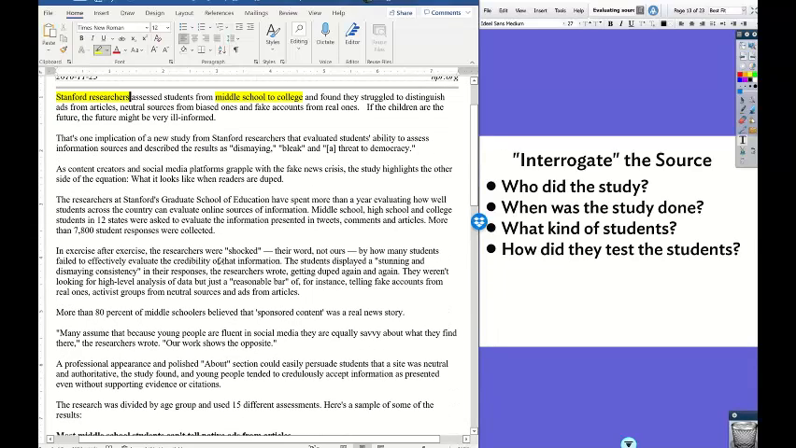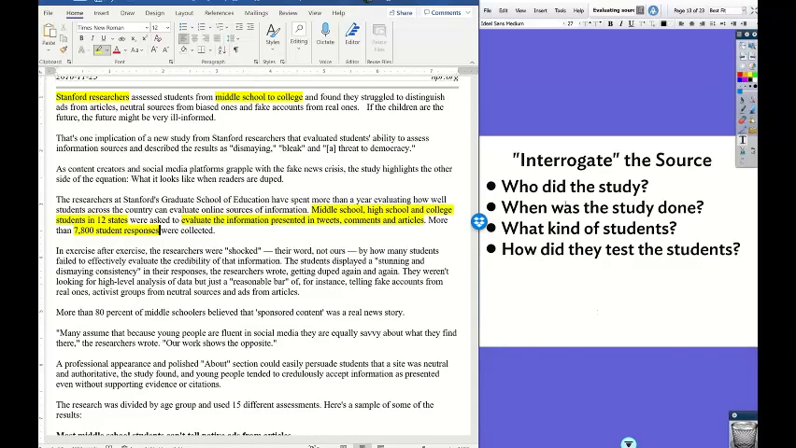And they go on to continue answering some of these other questions, even giving us more detail. Middle school, high school, and college students in 12 states. And they were asked to evaluate the information presented in tweets, comments, and articles. More than 7,800 student responses were collected.